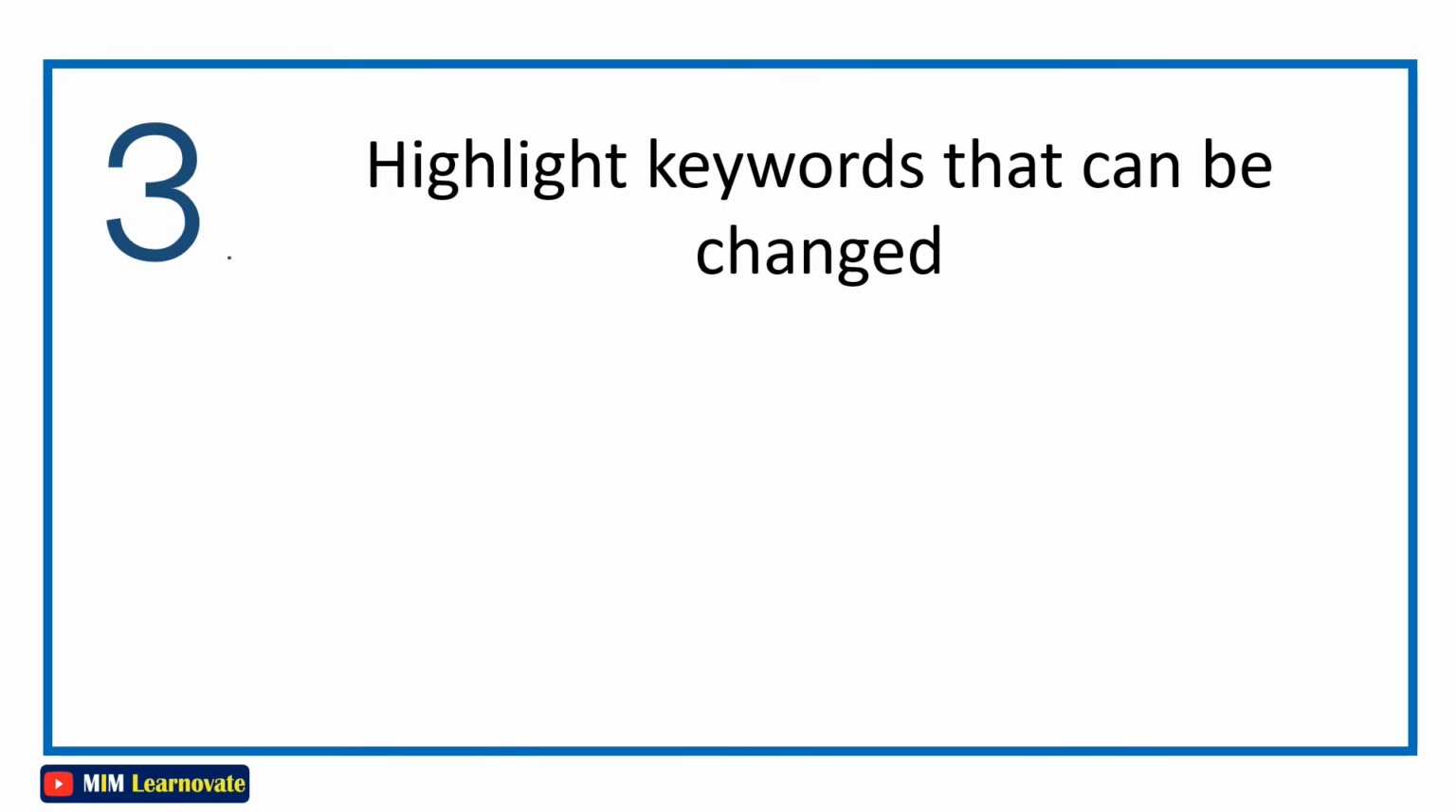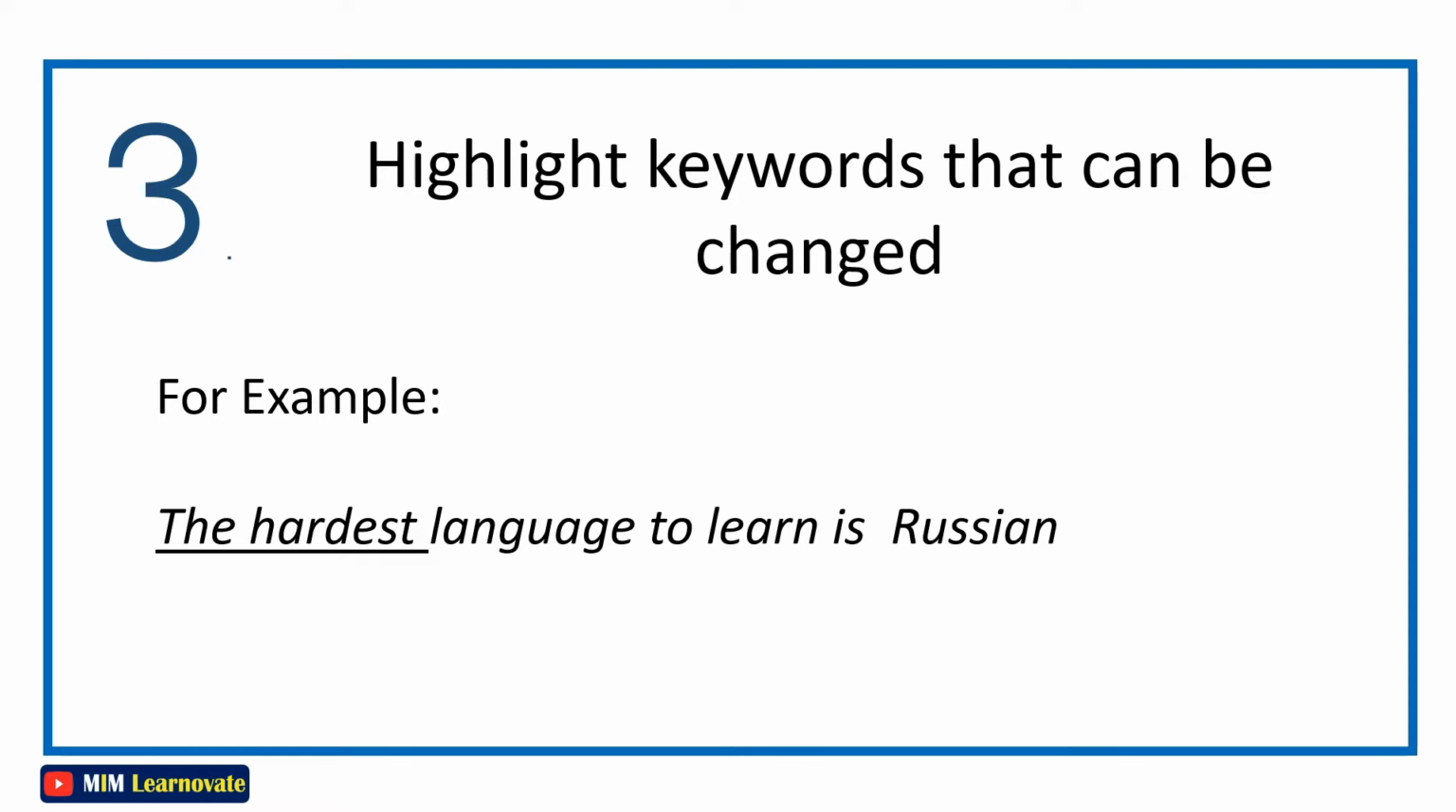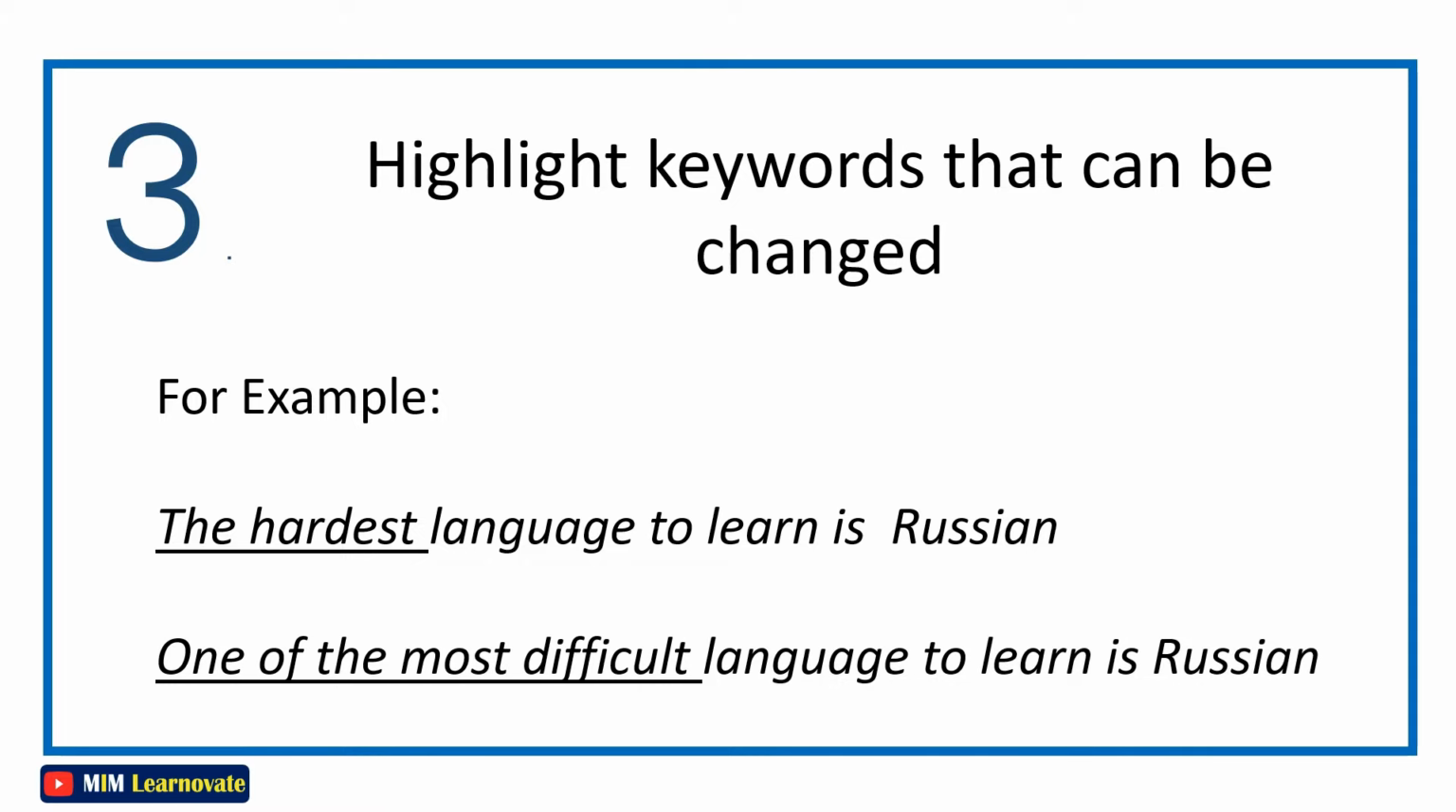Tip number 3. Highlight keywords that can be changed. For example, the hardest language to learn is Russian. In this sentence, I have underlined the hardest. I have changed this underlined word to one of the most difficult languages to learn is Russian.